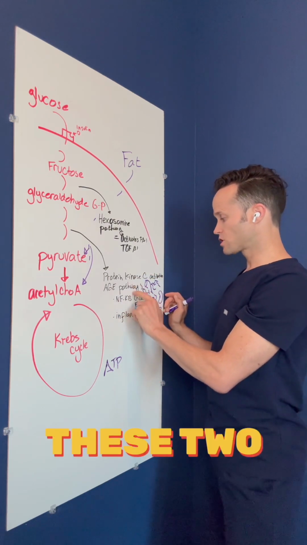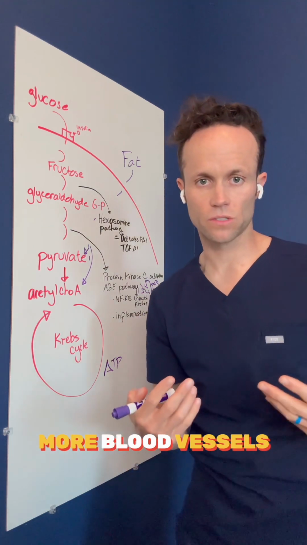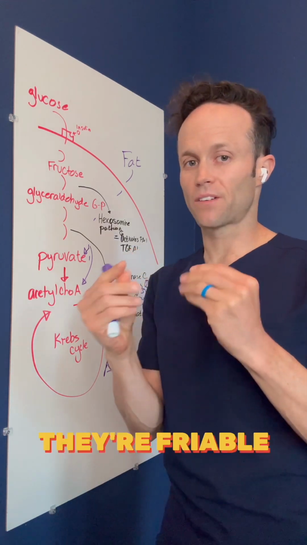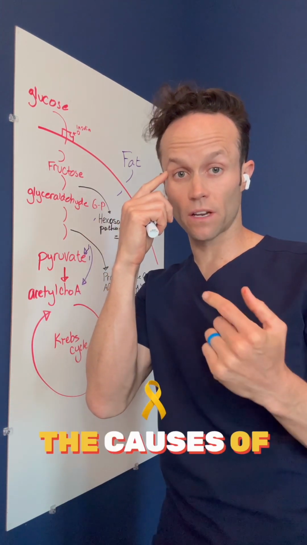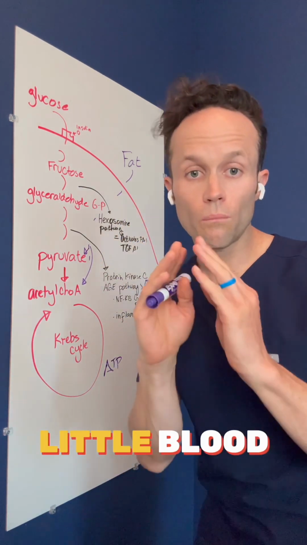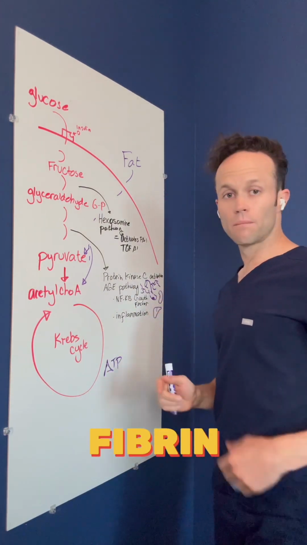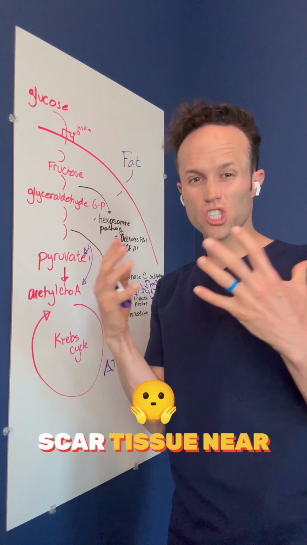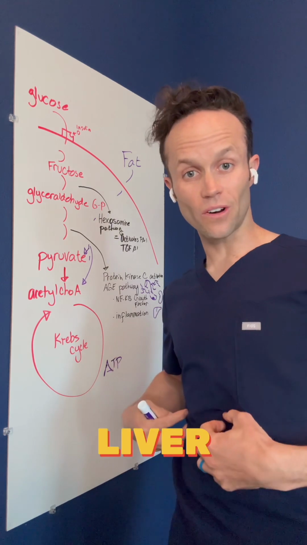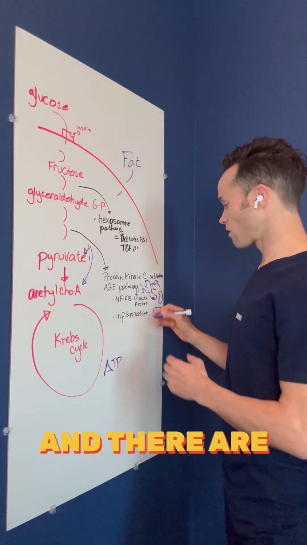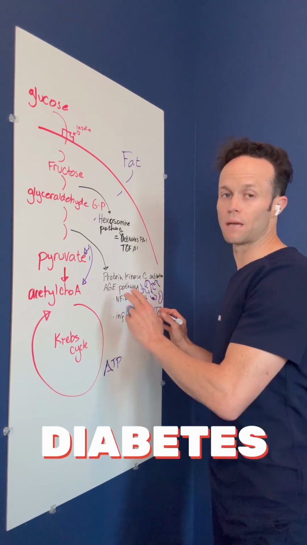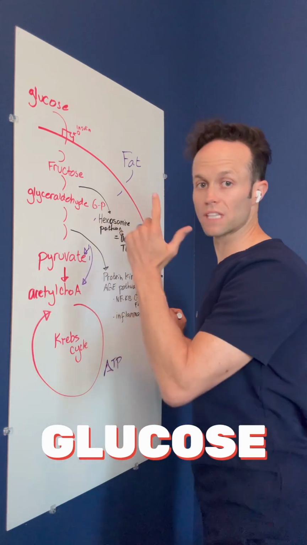First of all, these two, what they do is they create more blood vessels. You might think this is a good thing. However, the blood vessels are more permeable, they're friable, and this is one of the causes of diabetic retinopathy. What else? It also creates little blood clots and also more fibrin. So you actually get scar tissue near your kidneys, scar tissue near your heart, scar tissue near your liver, fatty liver disease, cirrhosis. And there are all these downstream negative effects with individuals with uncontrolled type 2 diabetes eating a surplus of glucose and fat.